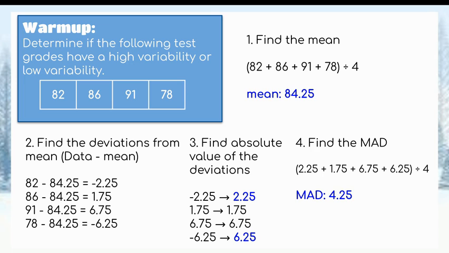Now, I've gone through all of these steps and I found the mean absolute deviation, but the question now stands on is it high variability or low variability? So low variability is when we have a low mean absolute deviation. Now 4.25 is less than 5. That is still a pretty low mean absolute deviation. So it's going to be low variability.